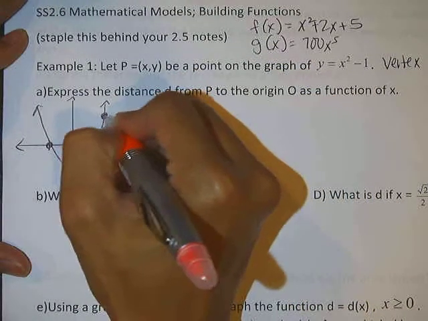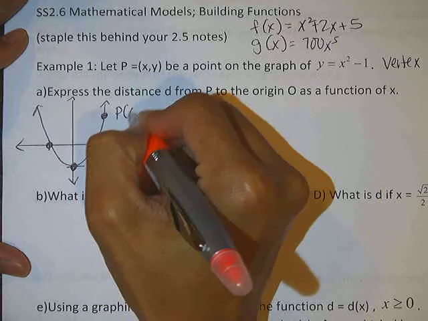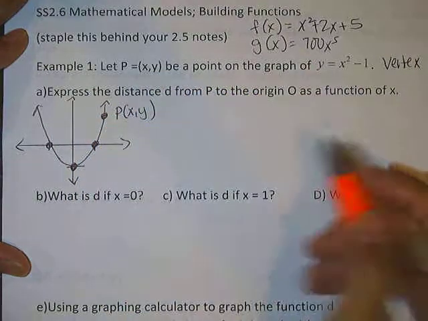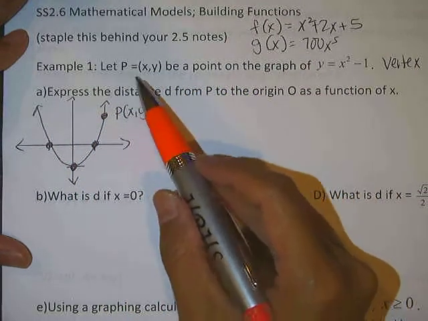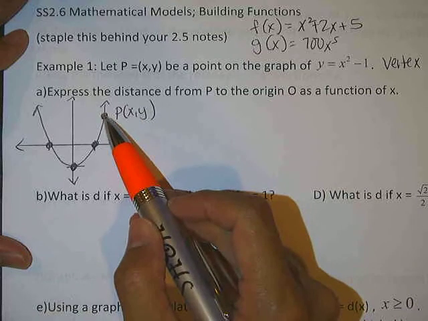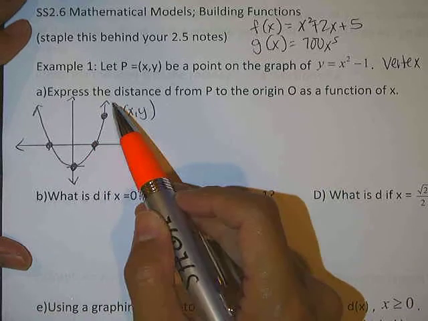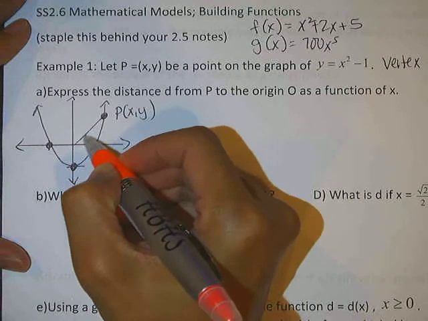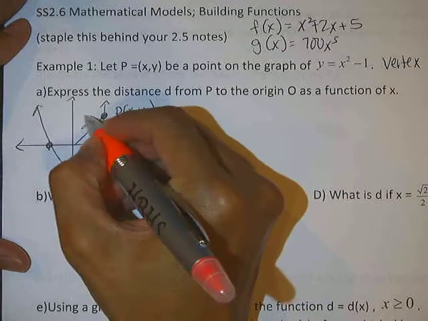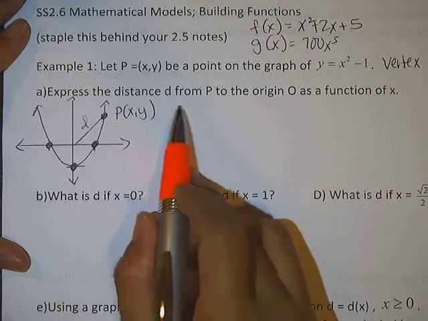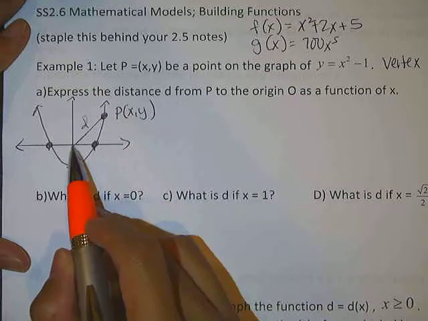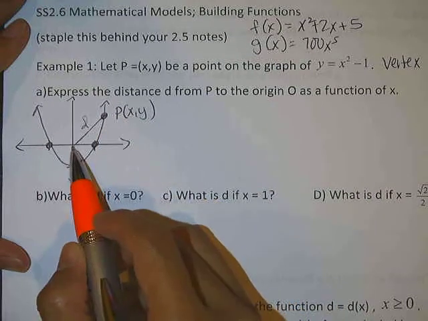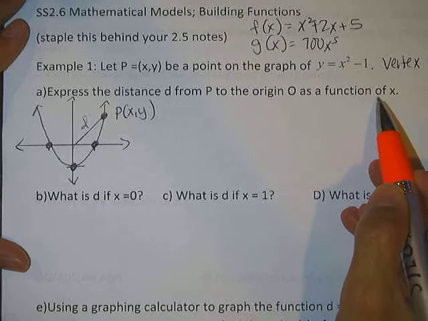I'm just going to pick this point. So let's call it P. P is x comma y, I meant. So P equals x comma y, somewhere here. Express the distance d. So we're going to go this right here. This is distance d, from P to the origin, as a function of x.